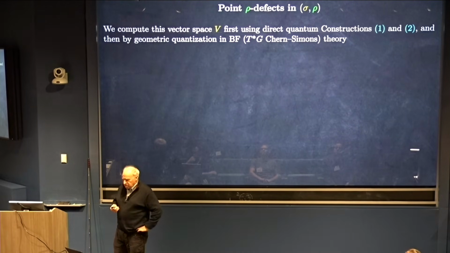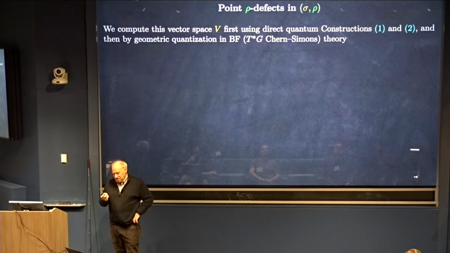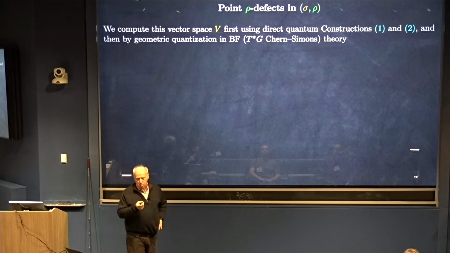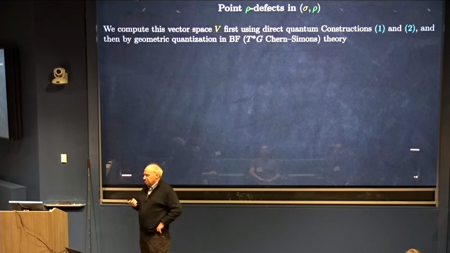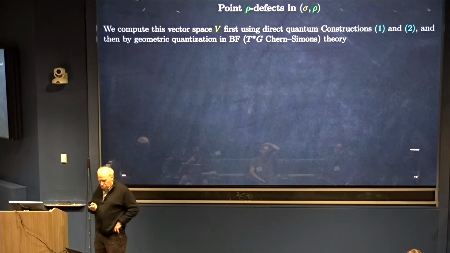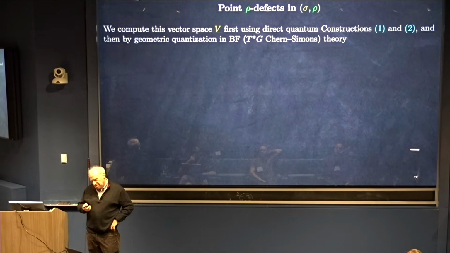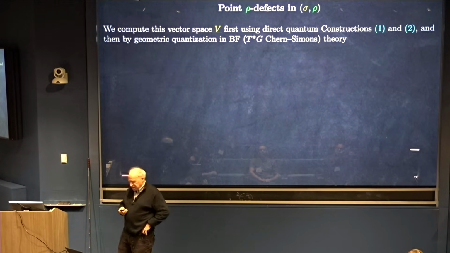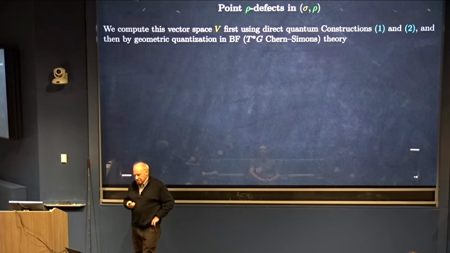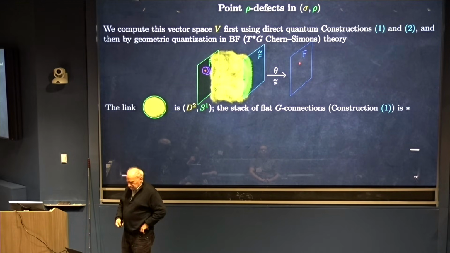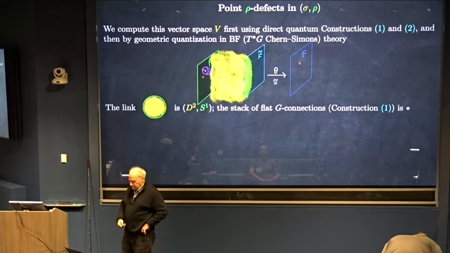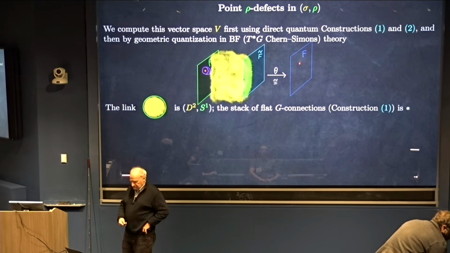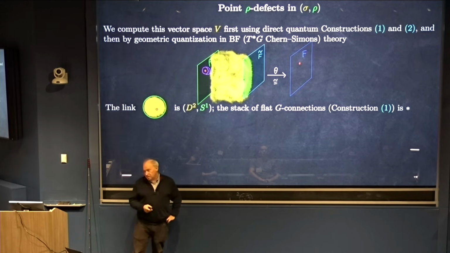Okay, so now let's go to point defects. If I have a point defect, also sometimes called a local operator, then we expect a vector space of those operators. Let's compute what that is, this vector space V. I'll compute it in 2 different ways. First, by quantizing the derived stack of flat connections to compute the value of the theory, and then using the cobordism hypothesis. So here we have our point, which is the support of the defect. It's again on the rho boundary. It's this topological defect. And so the link is this disk with this rho boundary.